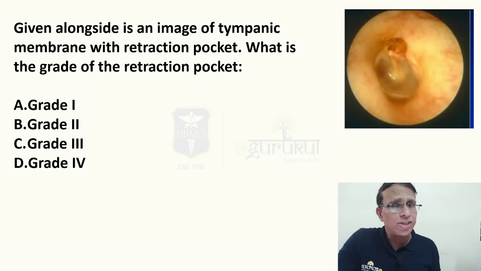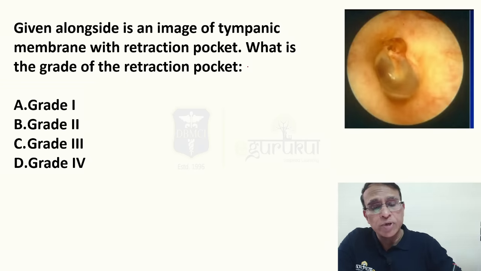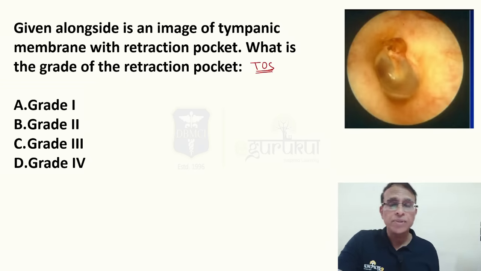This is another very interesting question. Again, an image based question, so we cannot be very sure what the image was like, but it was a very similar image in the exam. The question was: given alongside is an image of tympanic membrane with retraction pocket. What is the grade of this retraction pocket? Now we have discussed this. The retraction pocket is graded by a person called Tos. Is it grade 1, grade 2, grade 3, grade 4?